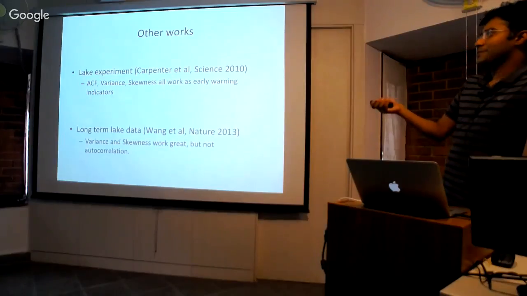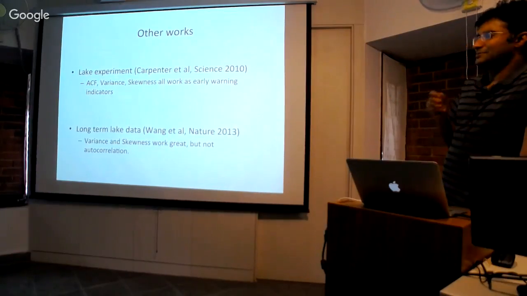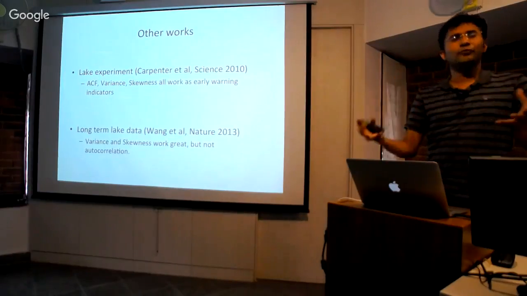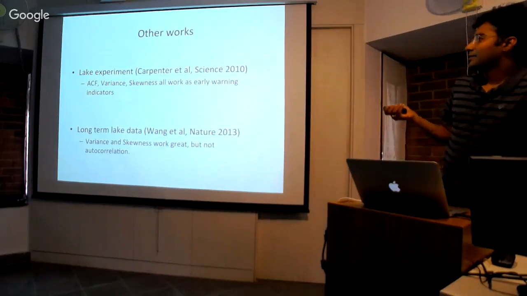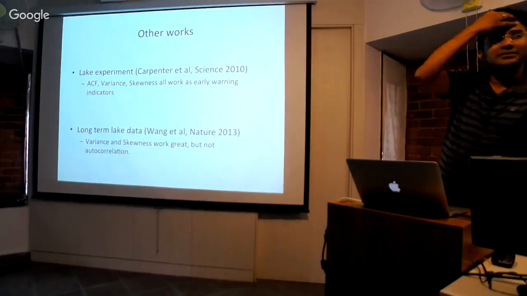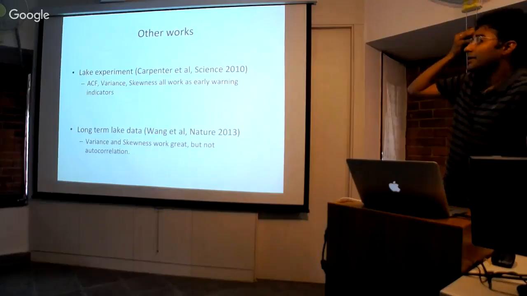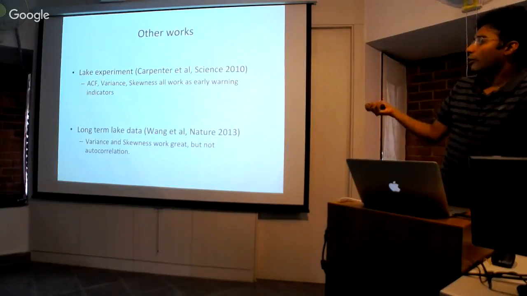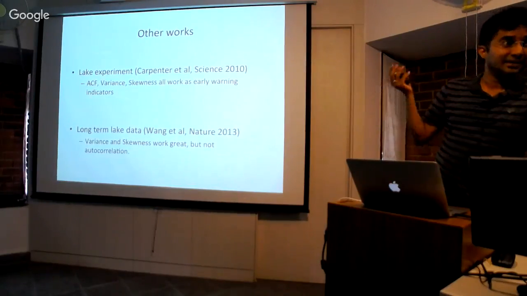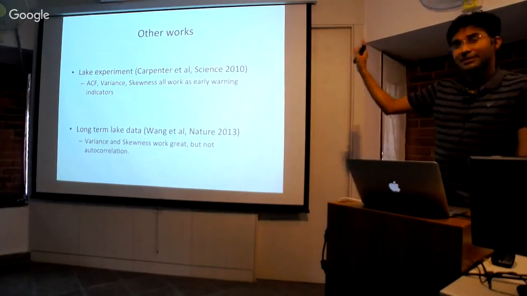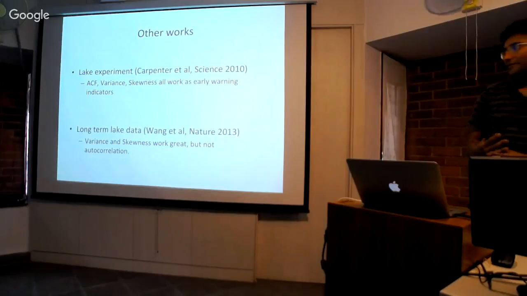And there have been more experiments. Now there are also lake experiments in Wisconsin, where they subjected a lake to a trophic cascade. I don't know how many of you know the work of Carpenter. He has done a massive amount of work on freshwater lake ecosystems, and they also found that all these indicators work as early warning signals in field conditions, in a field ecosystem, but of course a controlled lake.